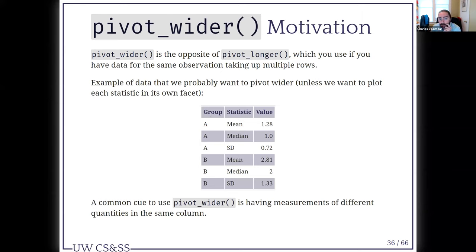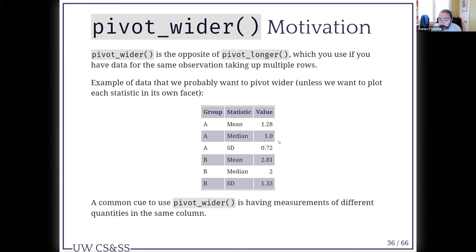Maybe what I have is data like this. I have a variable for group, this is group A, different statistics, the mean, the median, and the standard deviation of a value for group A, and then the value of that mean, median, and standard deviation. This might look fine, but it's kind of weird because a 1.28 here and a 1.0 here are not really equivalent, and the 0.72 is definitely in different units than these other things. A mean, median, and SD should probably not all be in the same column.